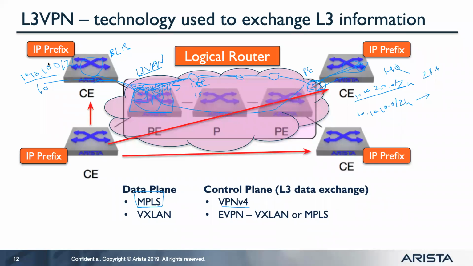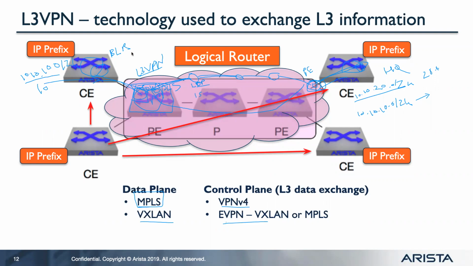Okay. So this is the use case of MPLS, where the service provider will take care of it. And the first one, which we discussed previously, was the VXLAN data plane, where the VTEP will take care of the EVPN VXLAN control plane route exchange information.